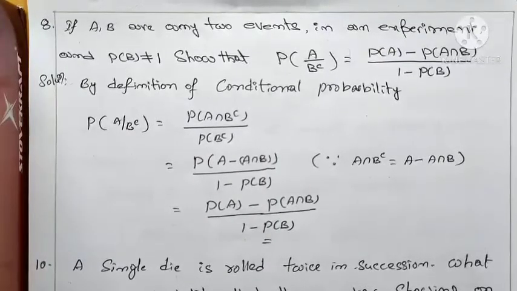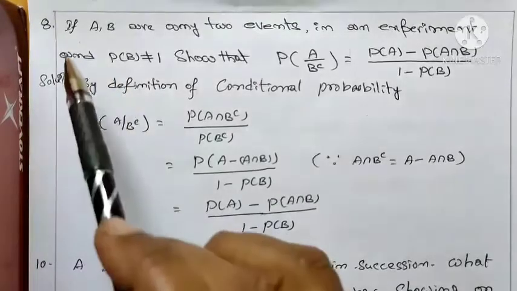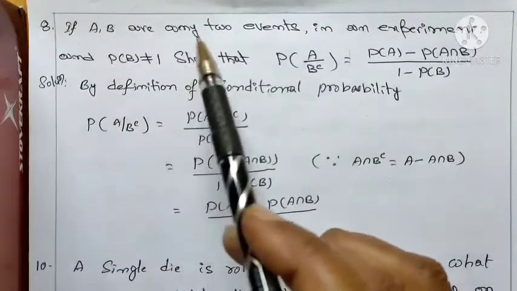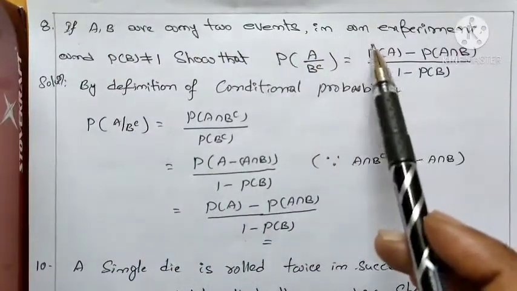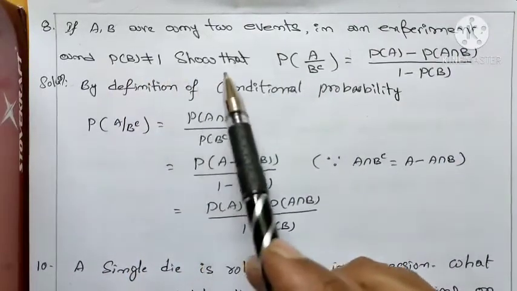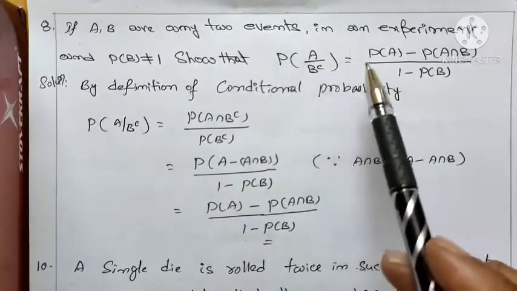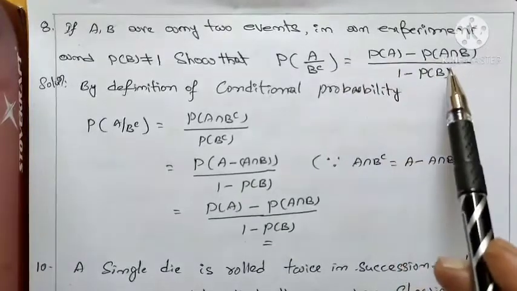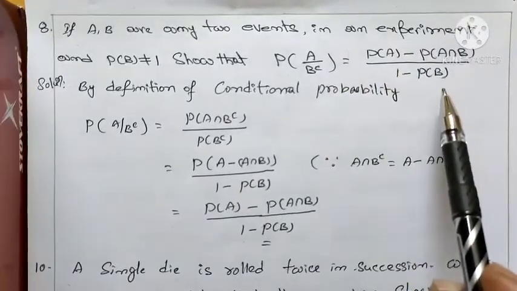Today we are going to solve some problems in the chapter probability. First one: if A, B are any two events in an experiment and P of B is not equal to 1, show that P of A by B complement is equal to P of A minus P of A intersection B by 1 minus P of B.